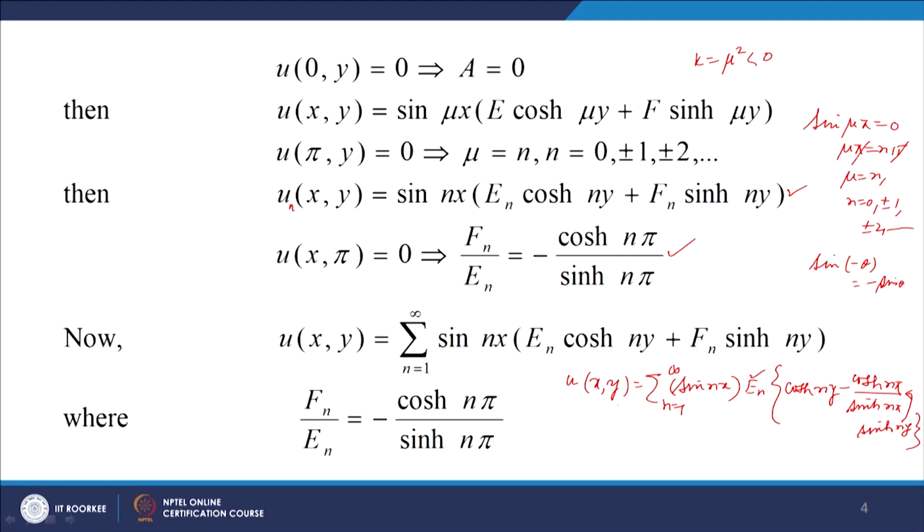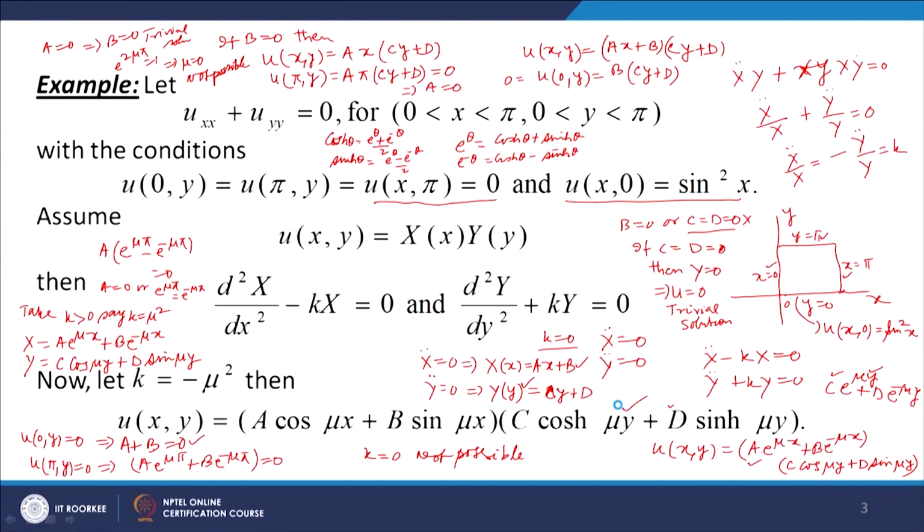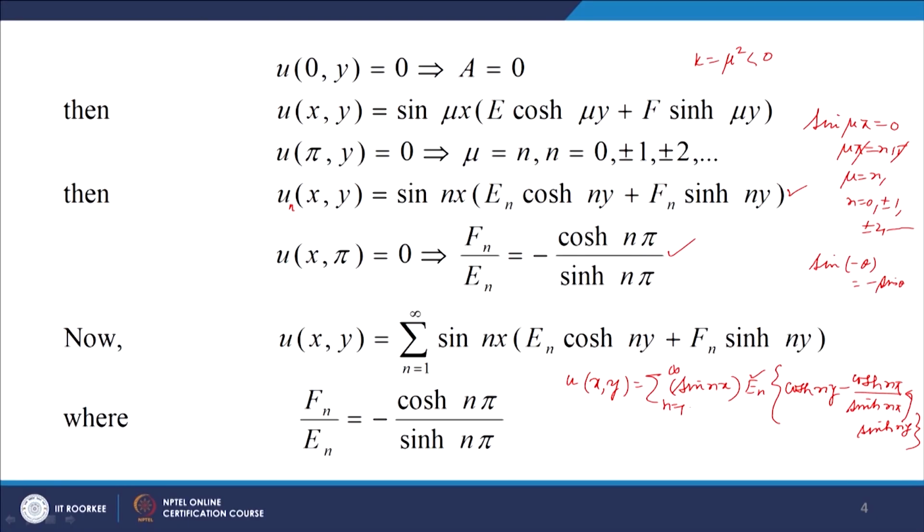For that, we make use of the condition u(x, 0) equal to sin squared x. So, when you put y equal to 0 in this, what you get is u(x, 0) equal to the sum from n equal to 1 to infinity of sin(nx) into E_n. Y equal to 0 means cosh 0, which is 1, and sinh 0 is 0, so we will get E_n into 1. Okay. And this is a Fourier half range Fourier sine series. So, what we do, we multiply both sides by sin(mx) and then integrate over 0 to π.